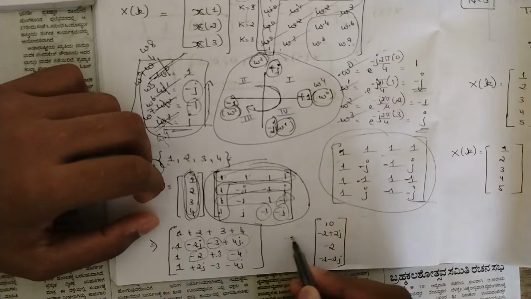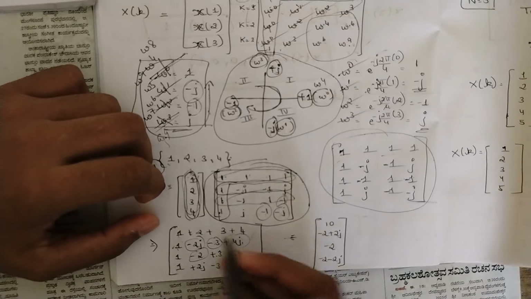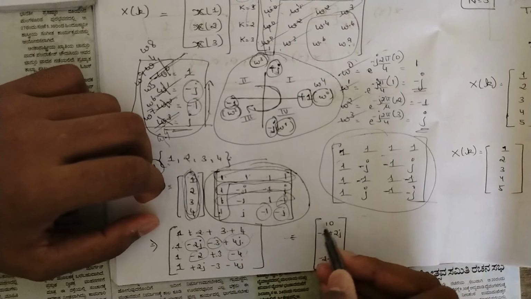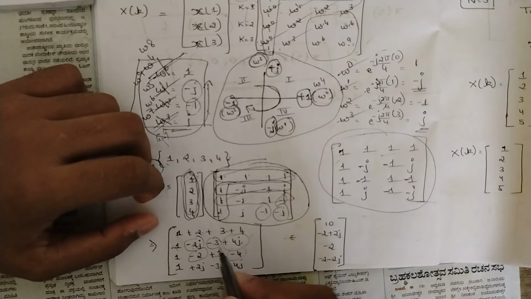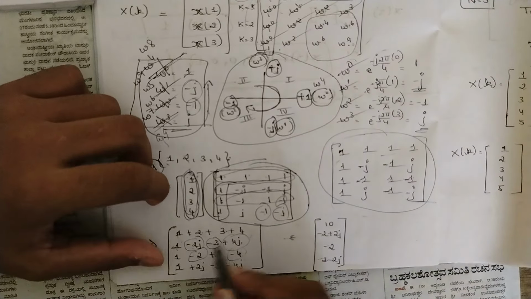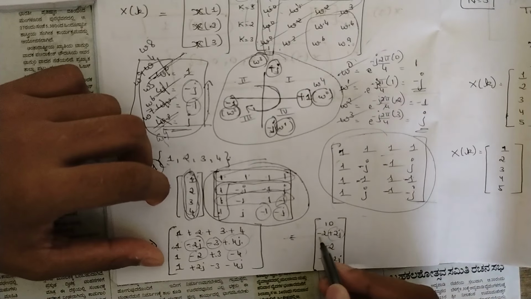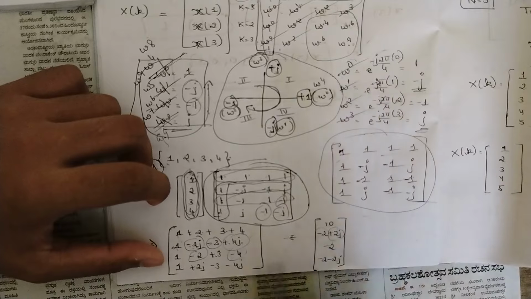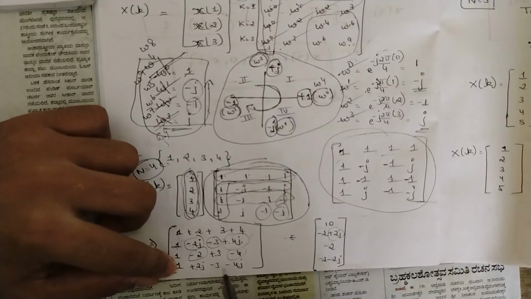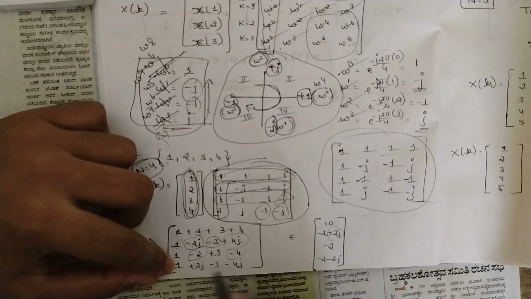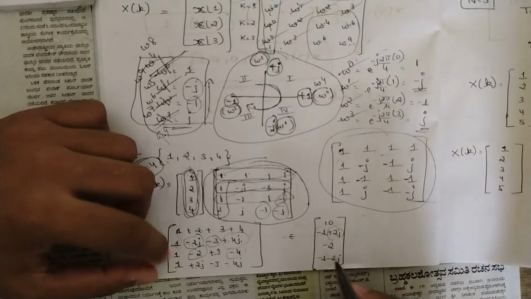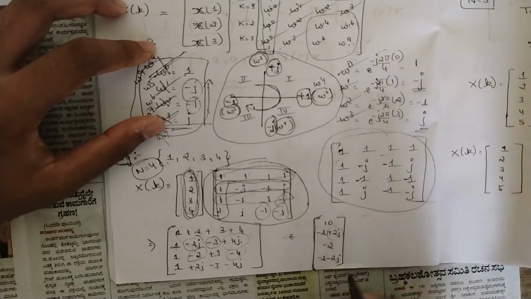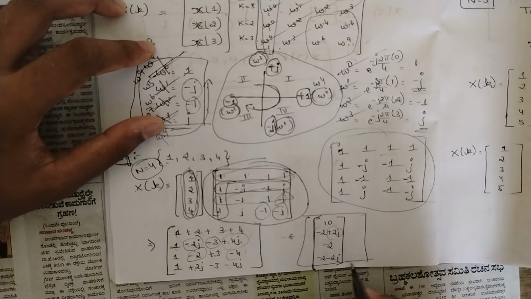Okay, then simply add all of this, then that is 1 plus 2 plus 3 plus 4, that is 10. 1 minus 2j minus 3 plus 4j, that is 1 minus 3 is minus 2, minus 2j plus 4j is plus 2j. So we have minus 2 plus 2j. 1 minus 2 plus 3 minus 4, that is equal to minus 2. Then 1 plus 2j minus 3 plus 4j, that is equal to 1 minus 3 is minus 2 plus 2j minus 4j is minus 2j. So like this we would be getting one matrix, and this matrix only would be your answer.